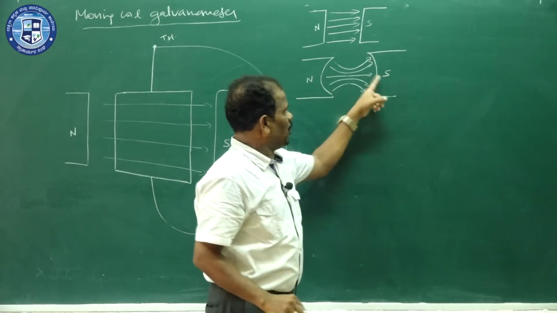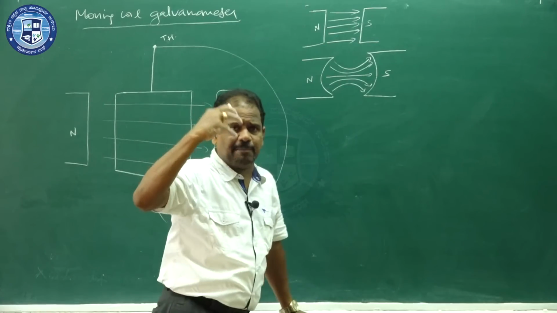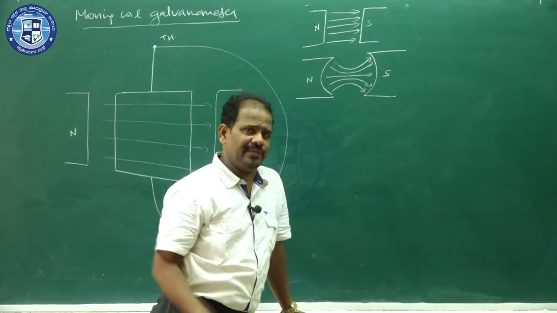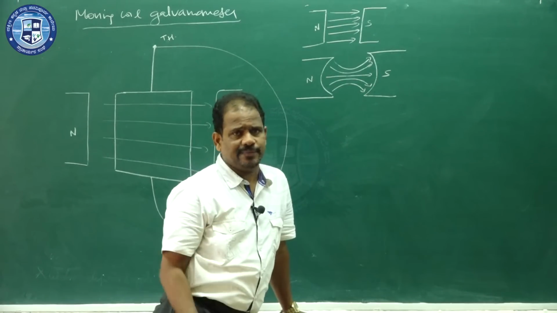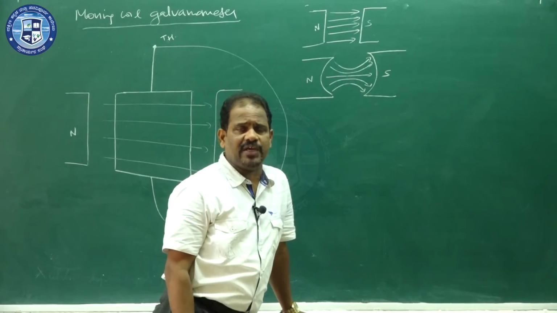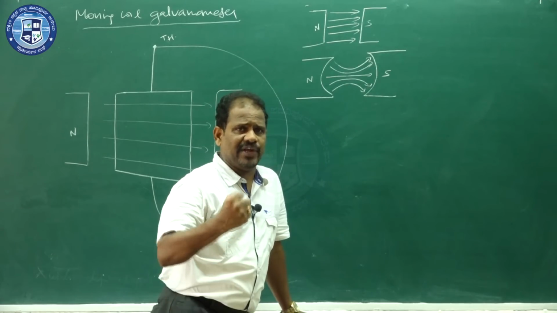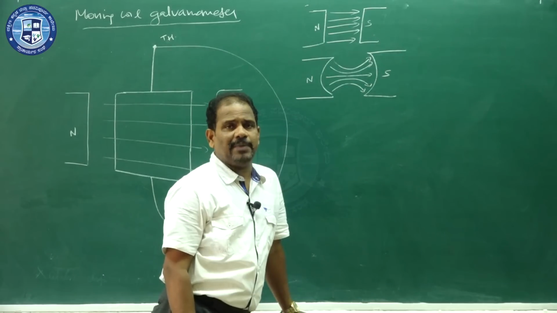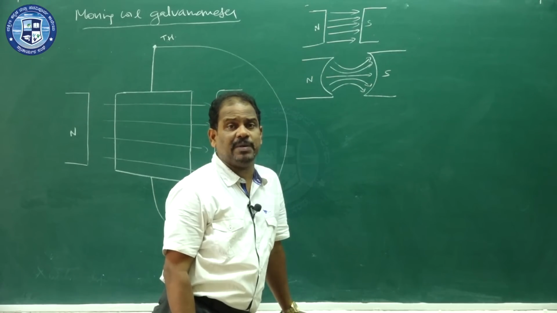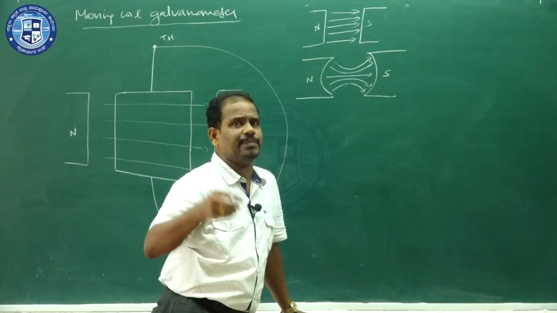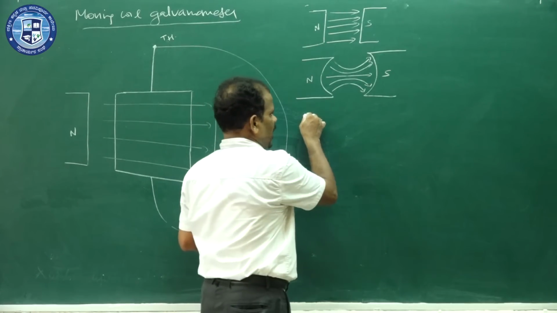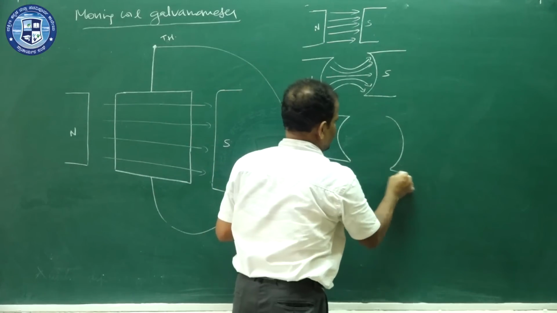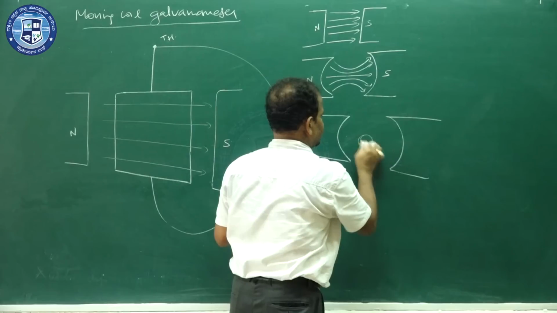In between the two pole pieces, if you keep an iron piece, soft iron, it's a ferromagnetic material, a highly magnetizable material whose permeability is very, very high. It allows maximum magnetic field lines to pass through it, whose permeability is very, very high compared to the permeability of air, which you will study in the next chapter. Now if you keep an iron piece, soft iron, this is the iron piece.